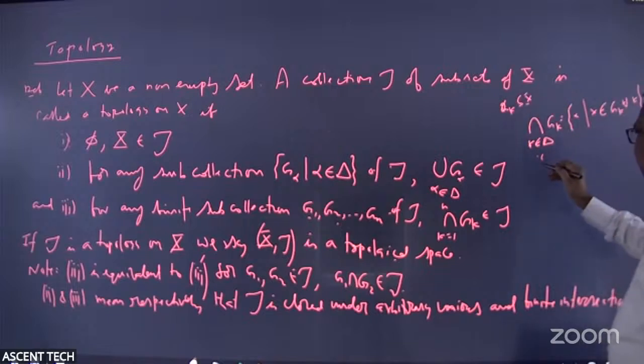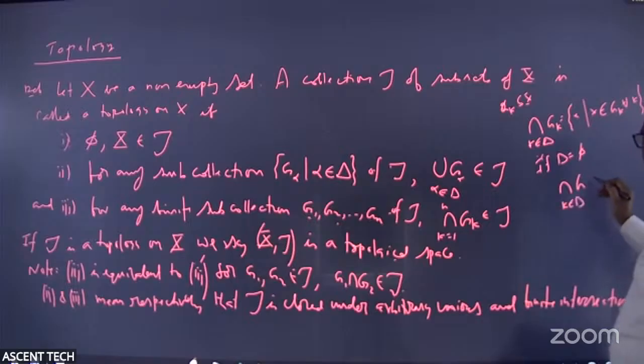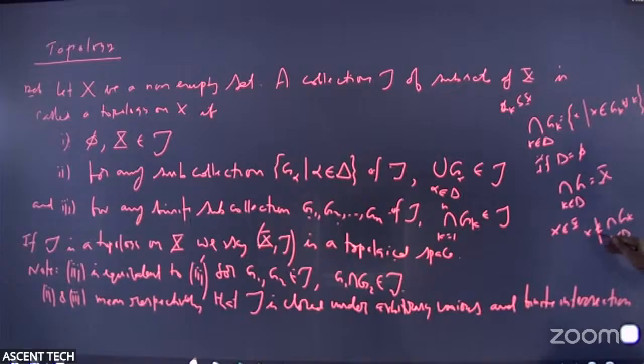So in case delta is empty, this intersection of Gk, k in delta, will be the whole space. You can logically see what happens. You have to say it is X. If it is not X, at least one element must be missing. What do you mean by one element of X missing in the intersection of Gk, k in delta? It is missing means it is not in one of them.